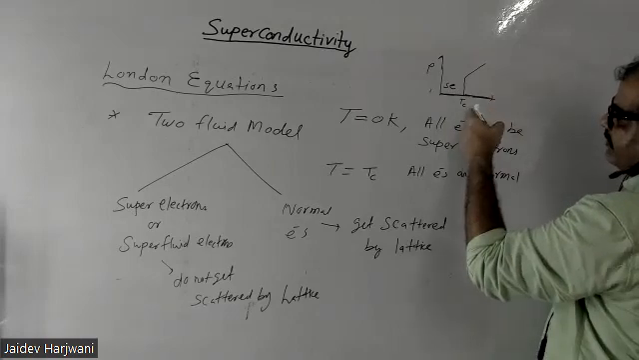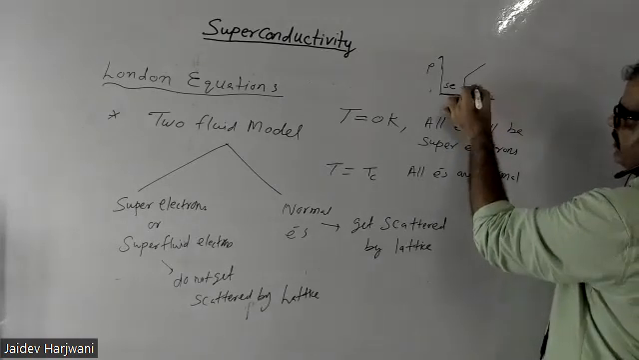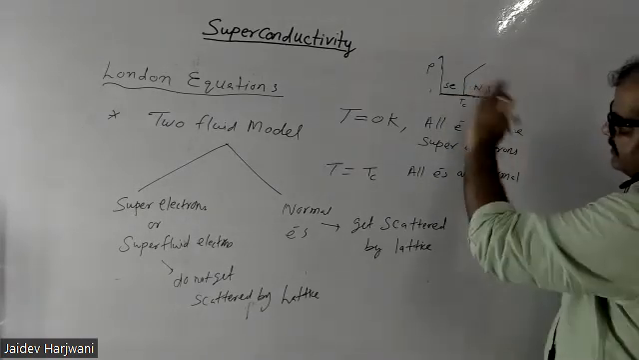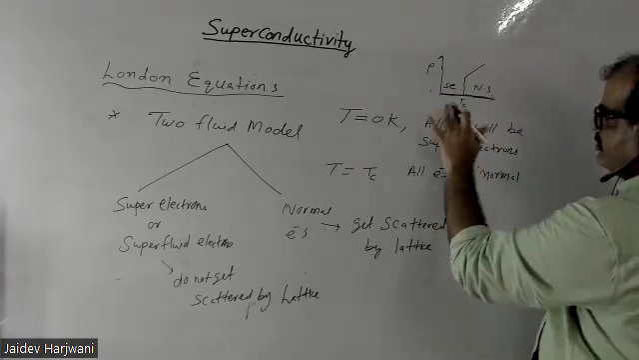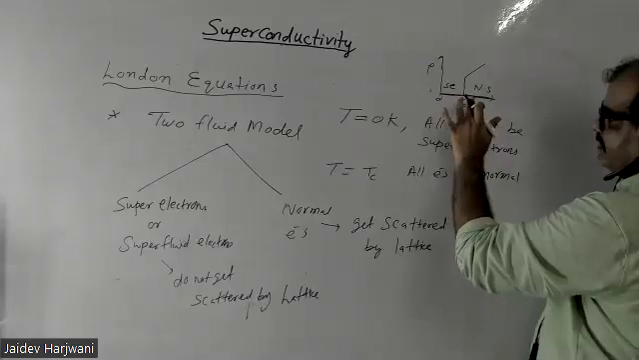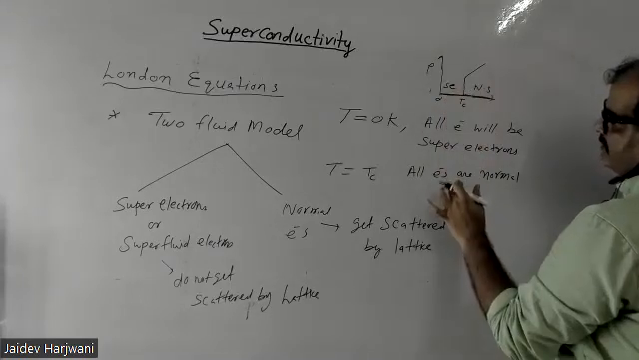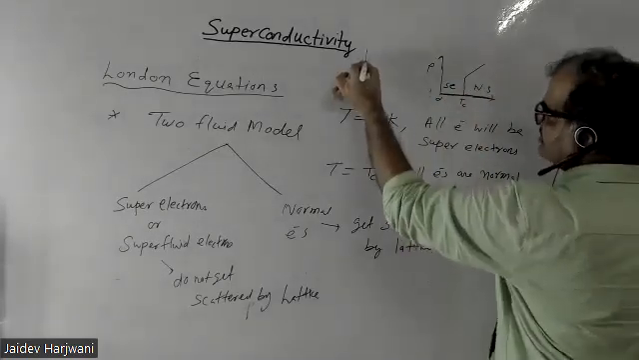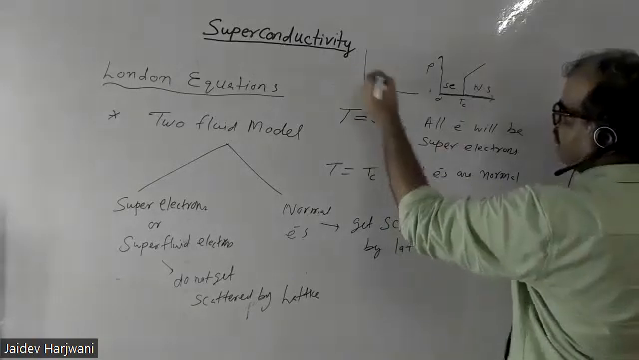If you cool, and heat above TC, you are in the normal state. So this is the reversible state. You go down to zero, all the electrons are super electrons. You come back here, you are in the normal state, all electrons are normal electrons. So these are reversible phase transitions. That's why we can apply thermodynamics.